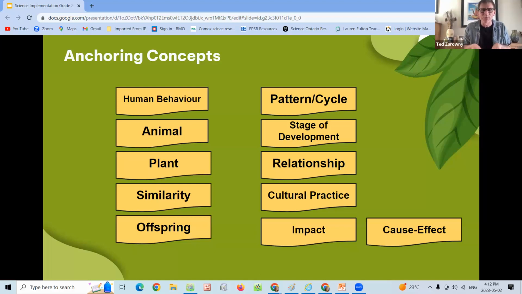So what we're going to do is run through a variety of different instructional strategies that are useful at that first level.